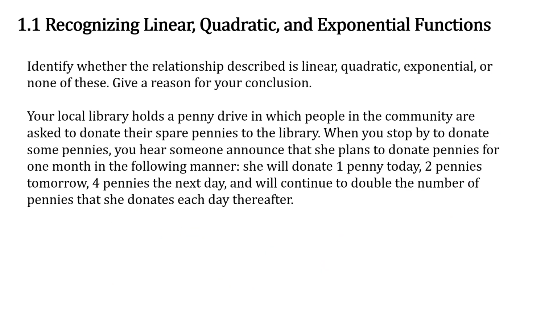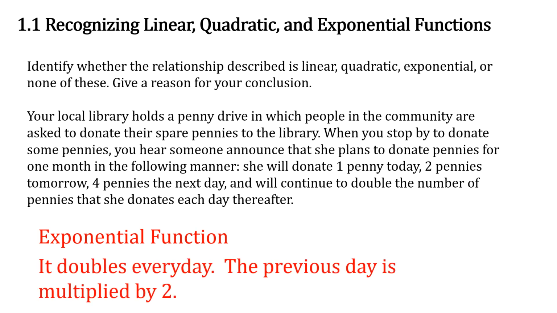Okay, so now we're going to go back to these. This was the 1 penny today, 2 pennies tomorrow, and we said that was an exponential. Basically what we're doing is it doubles. The previous day is multiplied by 2. So it's going to be 2 to the x, where x is the day. On day 0, there's 1 penny. Anything to the 0 power is 1. On day 1, that's where we get the 2 pennies. On day 2, we get 4 pennies. On day 3, we get 8, and on and on. That's why that's exponential. We are multiplying by 2 every time.